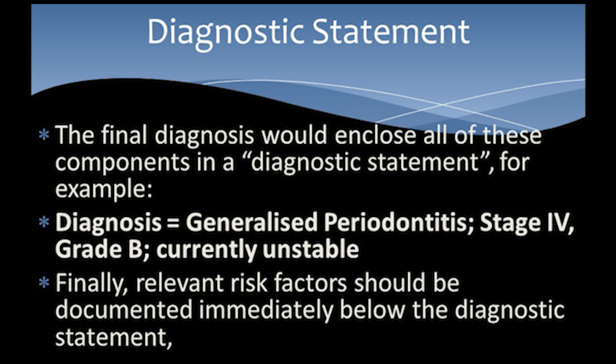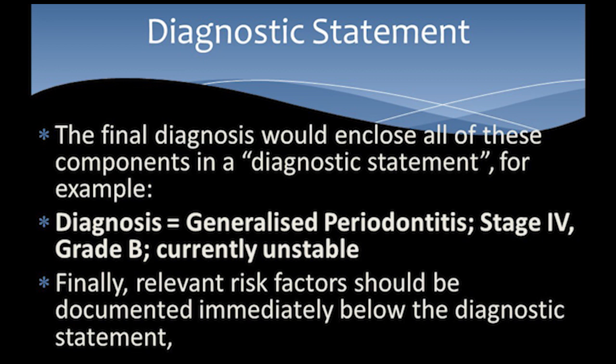that will be called stage 4. And for the grading, B is moderate, and if the disease is unstable, as we have discussed earlier, the statement will be like this: generalized periodontitis, stage 4, grade B, currently unstable.